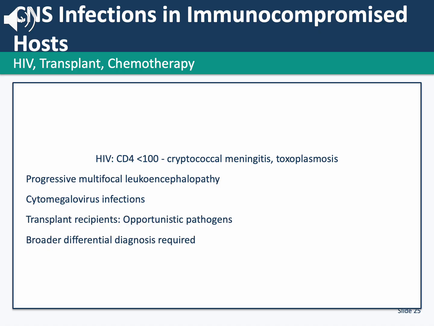The differential diagnosis in immunocompromised patients is broader and requires consideration of unusual pathogens. CD4 count and immune status guide the differential diagnosis and risk stratification. Prophylactic therapy may be indicated for certain infections in patients with severe immunosuppression.